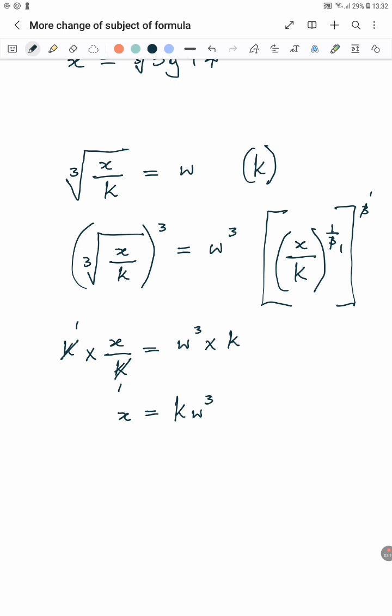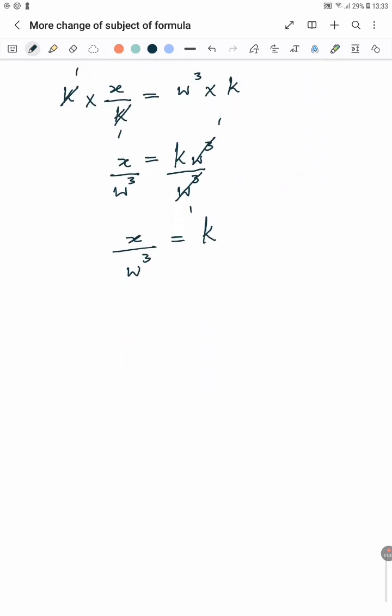And now if you want to make k the subject of formula, then you divide both sides by w to the power 3. And here these two are going to cancel each other out, and you're going to remain with x over w cubed being equal to k. And you can write your final answer as k is equal to x over w cubed. And here you will be done.